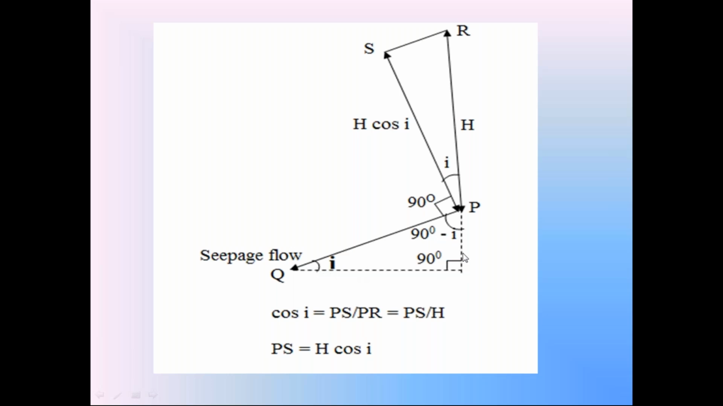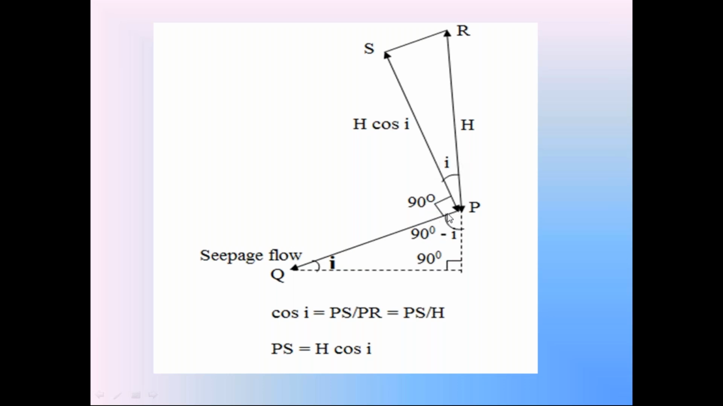Now check this right angle triangle here, the bottom right angle triangle. Here the angle is i and here the angle is 90 degrees. So this remaining angle is 90 minus i, because the sum of three angles is equal to 180. This is the height of the soil prism perpendicular to the direction of seepage flow, this line PS. So the line PS with this seepage flow is making the angle 90. So these two angles are 90 plus 90 minus i, that is 180.